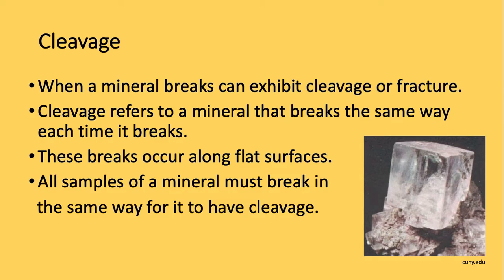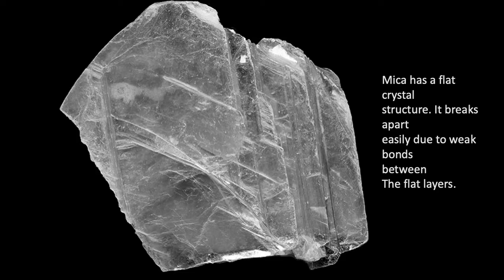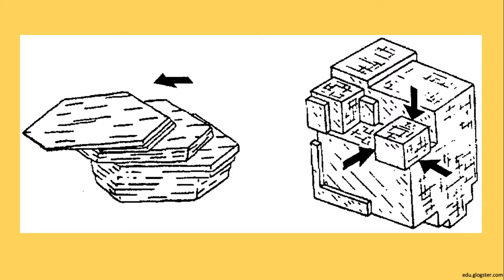Cleavage. We talked about this a little bit in the first set of notes. When a mineral breaks, it can exhibit cleavage or fracture. Cleavage refers to a mineral that breaks the same way each time it breaks. These breaks occur along flat surfaces. All samples of a mineral must break in the same way for it to have cleavage. Mica has a flat crystal structure. It breaks apart easily due to weaker bonds between the flat layers. And that would be a flat cleavage pattern on the left and a cubic cleavage pattern on the right.